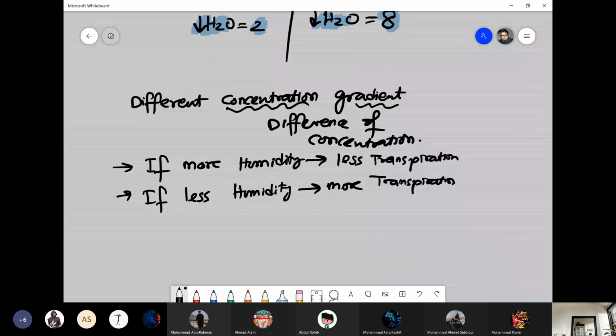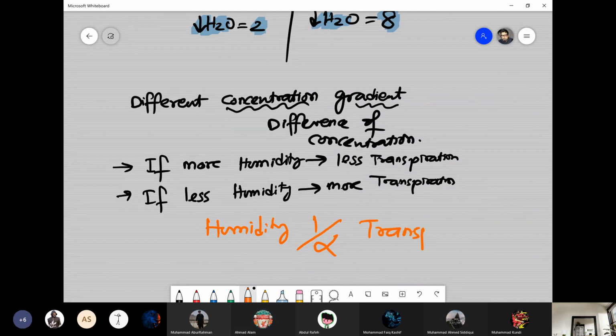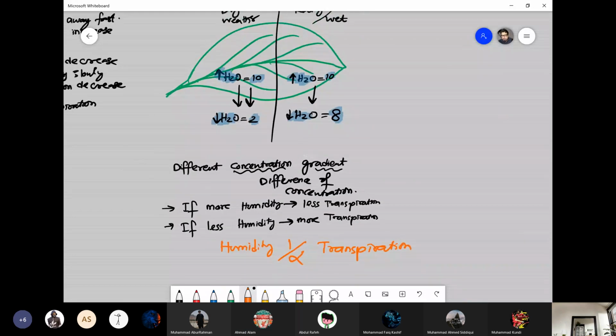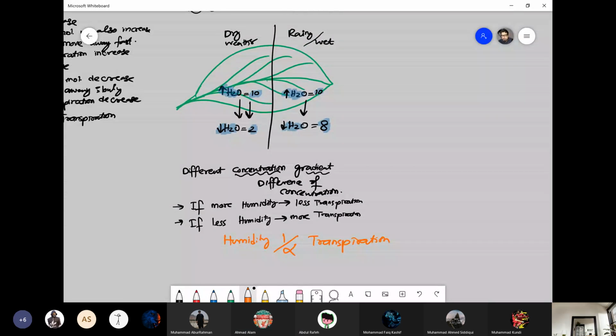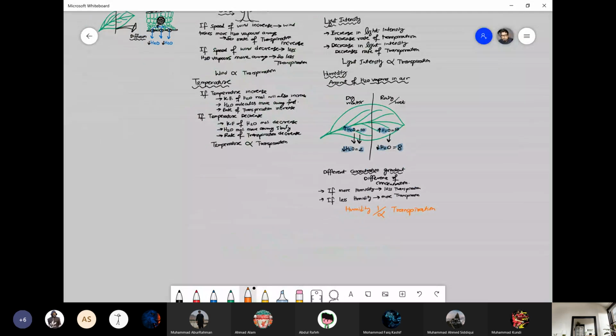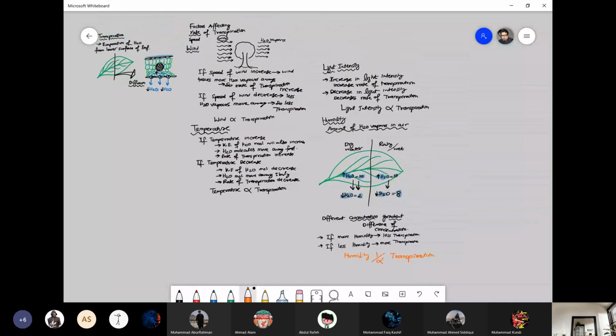So it also means that humidity is inversely proportional to transpiration. Humidity is inversely proportional to transpiration. Right, boys? Yes, sir. So these are the factors that affect the rate of transpiration.